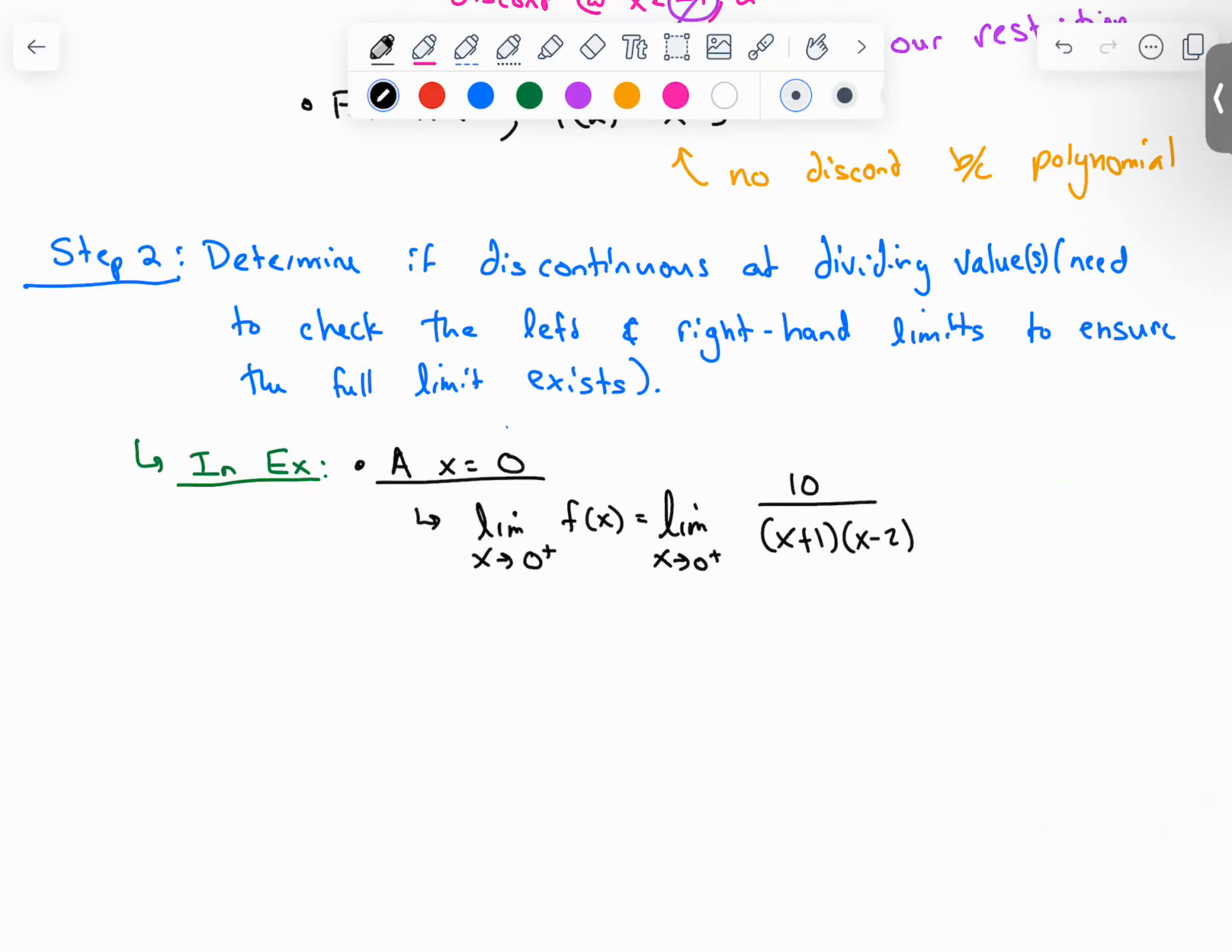And remember, try and plug in the value. If you get a number, that is the limit. And you will see that that is the actual answer because we're not going to be dividing by 0. So you can just plug it in. You can go through the motions, but if we notice that we're not dividing by an isolated x factor, we can just plug it in. 10 divided by 0 plus 1 times 0 minus 2, that's going to be negative 5.